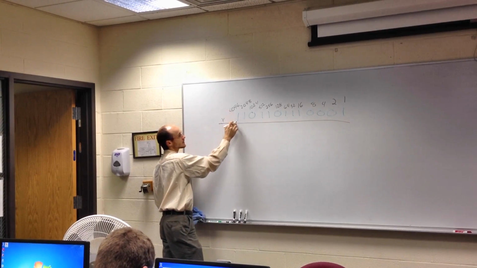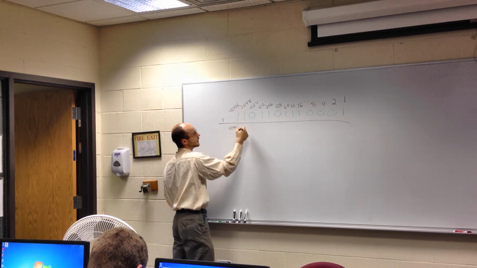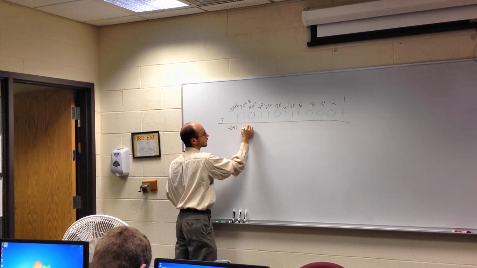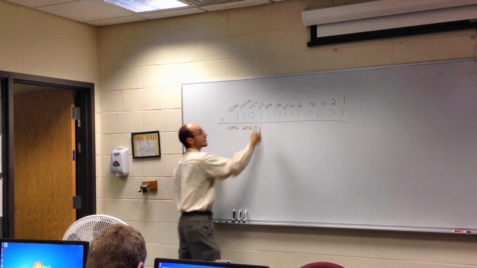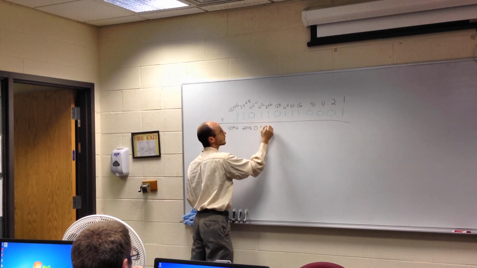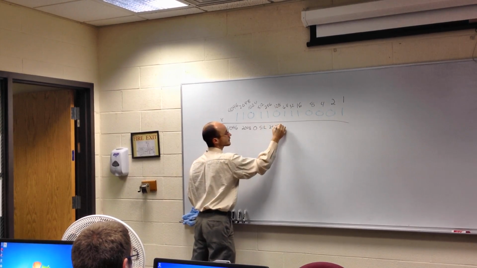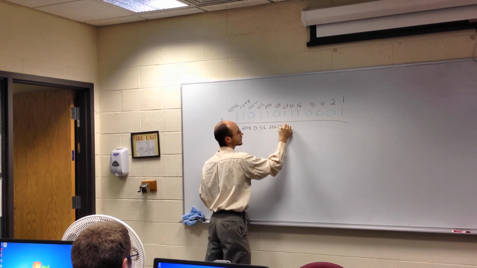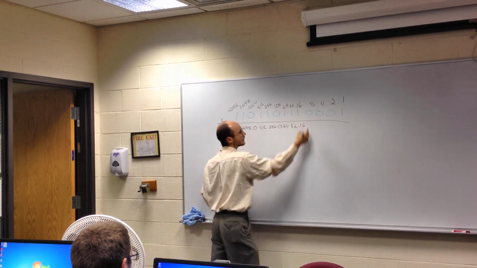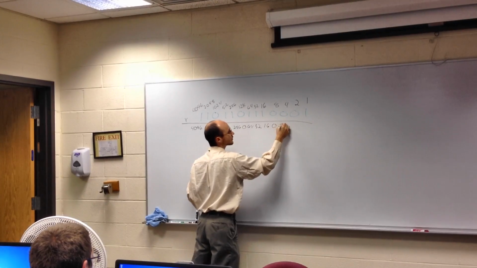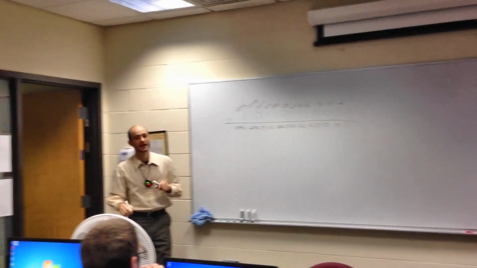So I just take 4096, multiply it by 1, and I get 4096. I take my 2048, multiply it by 1, and I get 2048. 1024 multiplied by 0 gives me 0. 512 times 1 is 512. 256 times 1 is 256. 0 times 128 is 0. 64 times 1 is 64. 32 times 1 is 32. 16 times 1 is 16. 8 times 0, 4 times 0, 2 times 0 are all 0. And then 1 times 1 is 1. Then I add that across.